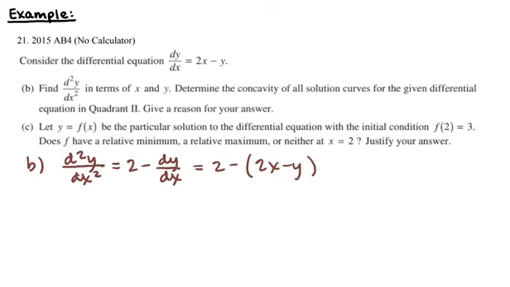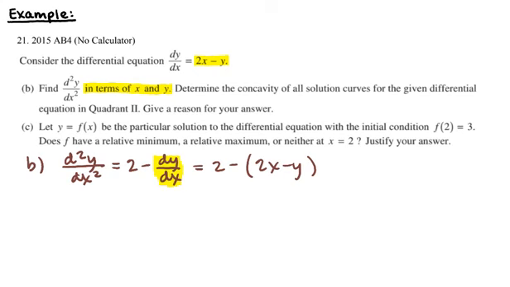All right, there you go. So the derivative of 2x with respect to x is 2, and the derivative of y with respect to x is dy/dx. But they want it in terms of x and y, not in terms of x, y, and dy/dx. So I've got this thing, and I just need to substitute 2x minus y.